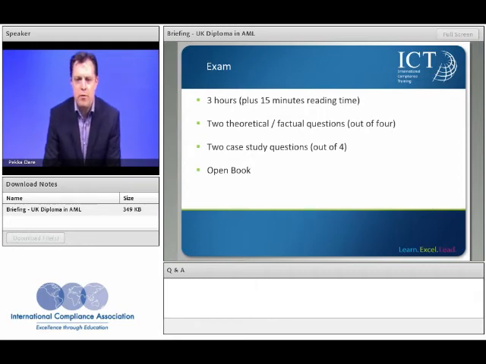The first section is more theoretical, essay style questions. Out of 4 you must pick 2. The second section are case study style questions, and again you must pick 2 out of 4.